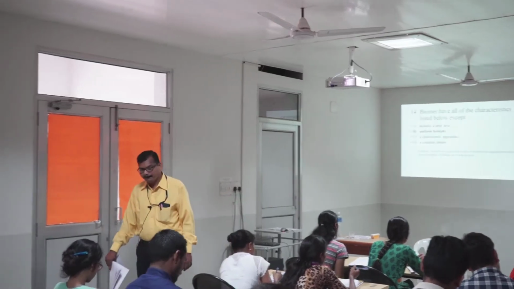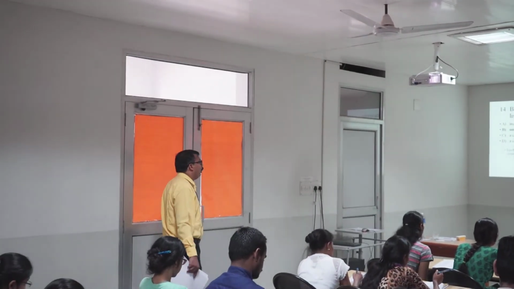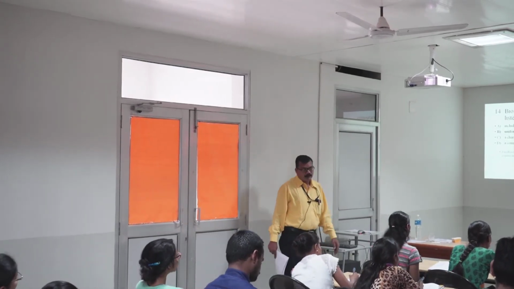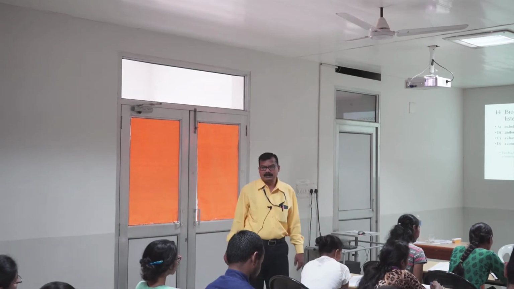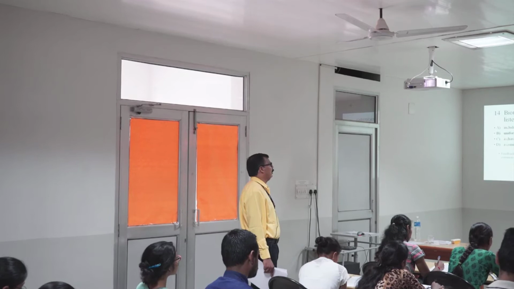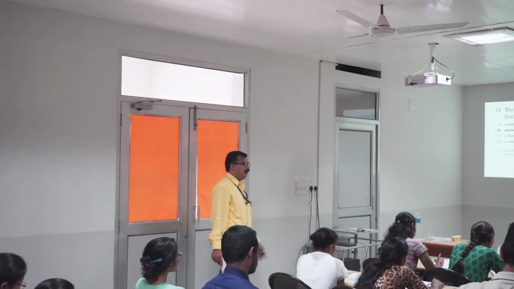Biomes have all of the characteristics listed below except they don't have uniform habitats. They don't have uniform habitats, whereas the others include a large area.